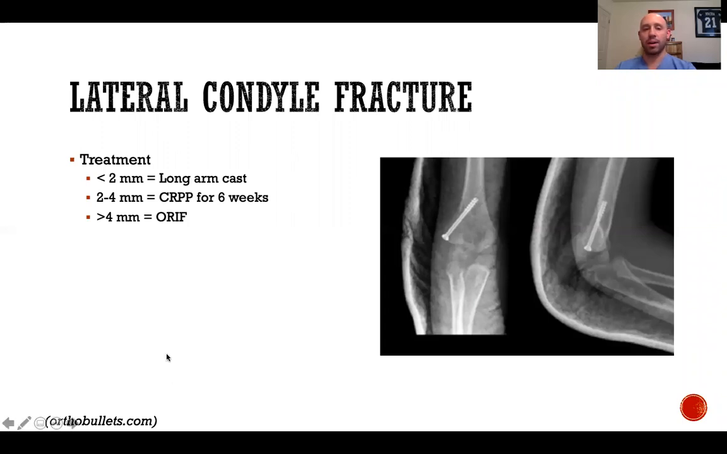One other thing to point out here is, if you remember from what I was just saying about closed reduction percutaneous pinning for supracondylars, we leave the pins in for 3 to 4 weeks. With lateral condylars, we leave them in longer, usually 6 weeks, and that's because they're intra-articular. And we want to make sure that we get a nice healing of that fragment.